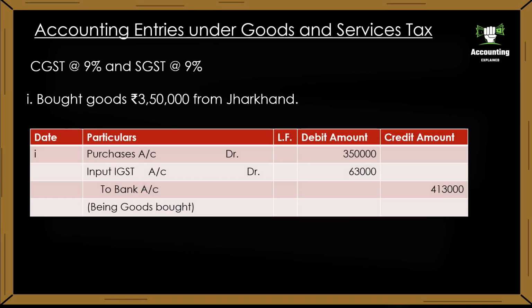The journal entry will look like this. Purchases account debit 3,50,000, input IGST account debit 63,000, to bank account 3,50,000 plus 63,000, which is 4,13,000, being goods bought.